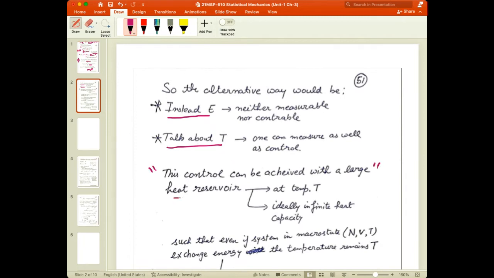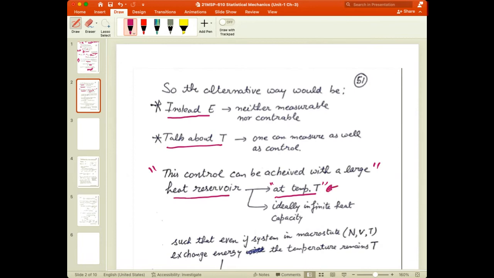Basically, we can think of our system as being in contact with a heat reservoir, generally called a heat bath, right? And a heat bath ideally has an infinite heat capacity. It means if you give it some energy or take energy from it, the temperature doesn't actually change. That's the meaning of infinite heat capacity. Although it's not very realistic, ideally it is achievable under certain approximations, right?